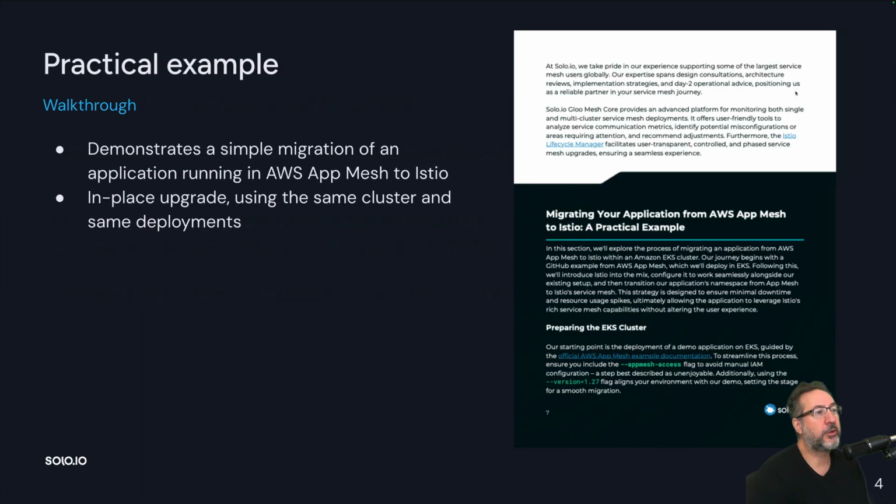So if we take a look, this is just a screenshot of one of the pages in the white paper that shows the beginning description of the practical example for migrating an app that's running in App Mesh in AWS EKS to Istio. It's a relatively simple example in that it uses one of the sample apps from a repository published by AWS that demonstrates a variety of how-tos. And the upgrade happens to be an in-place upgrade where we deploy Istio to the same cluster and transition the workloads to be managed by Istio. And so I'm going to walk you through how that works.